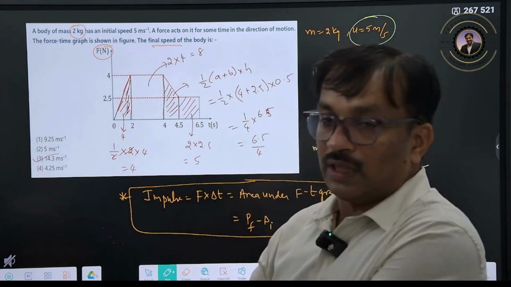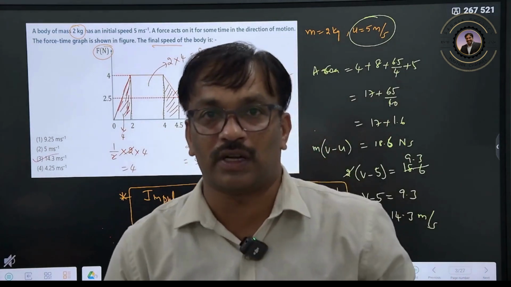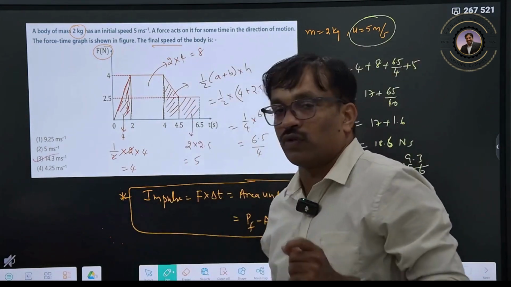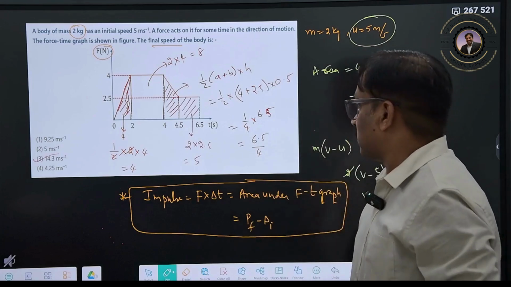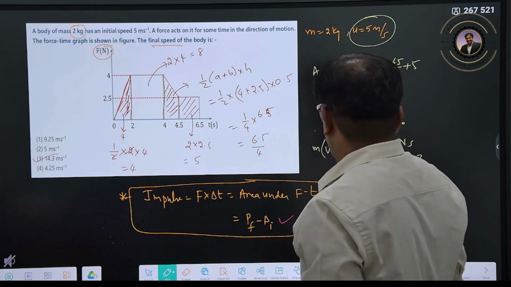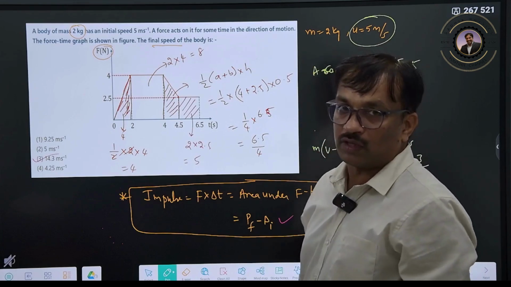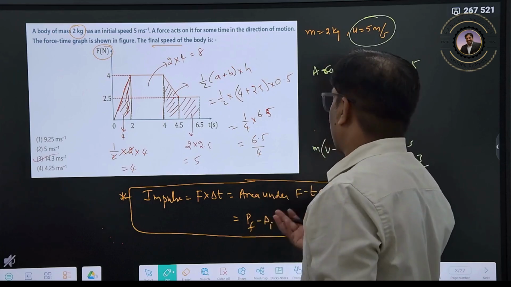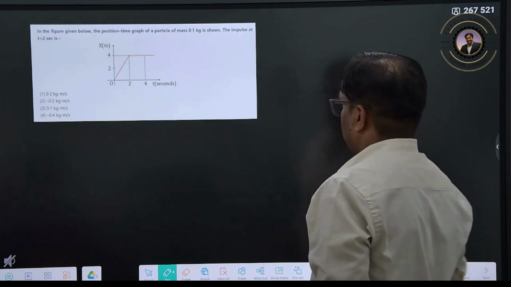Clear? So in this question, your learning point is what? The area under the force-time graph gives you impulse, that is nothing but the change in momentum. Clear? Like that you should note down each and every question. So like one point, you will understand in this.